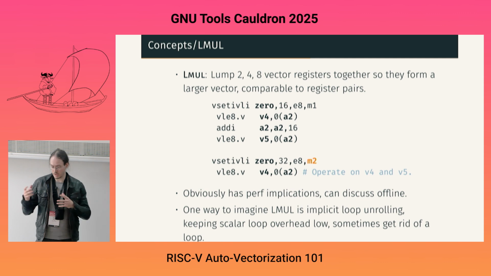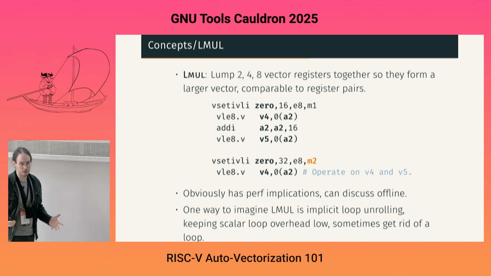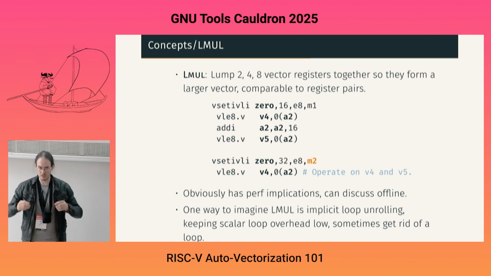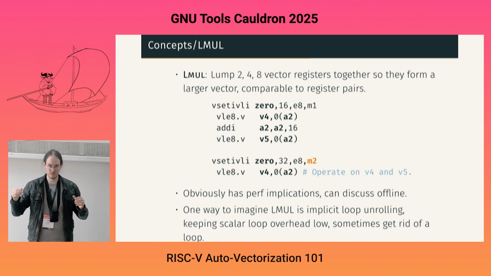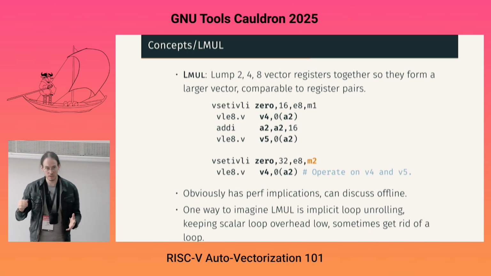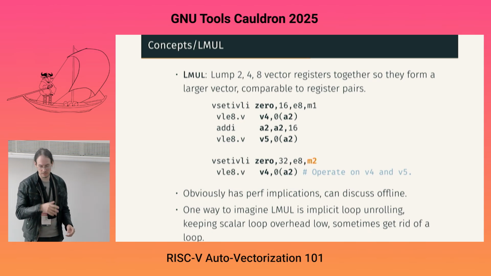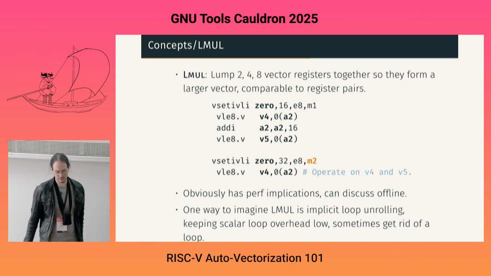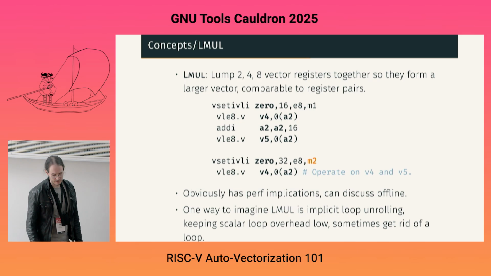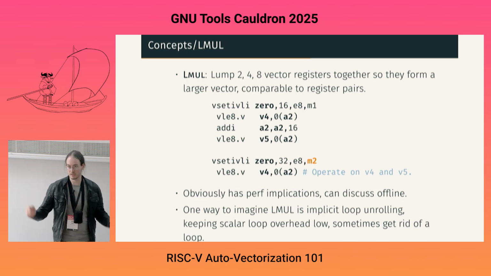One other way to imagine LMUL is implicit loop unrolling. If you have a large loop, you can imagine that when just increasing your vector size, you can fit the whole loop into one LMUL whatever vector, and you wouldn't need to do any branching overhead, but just operate on one big block. So that was also one of the other rationales for LMUL. Get rid of the loop entirely and just operate on the vector.